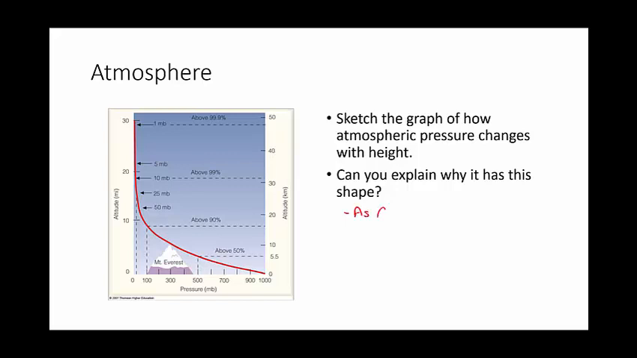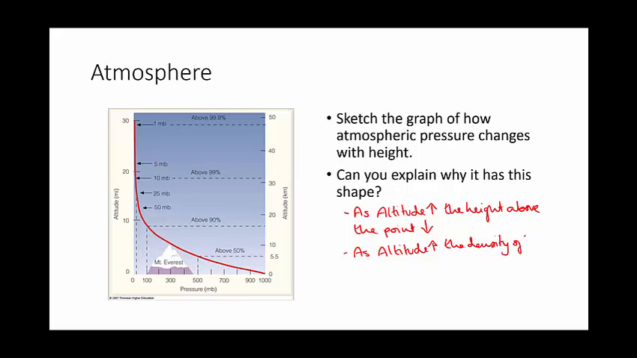Okay, so the key points you should have said are that as the altitude increases, the height of the gas above that surface, or above that point, will decrease. Okay, so there's less air above a certain point if you're higher up. You should also have realised that as the altitude increases, the density of the air at that point decreases. And remember, if there are fewer particles, there are going to be fewer collisions, so less pressure.